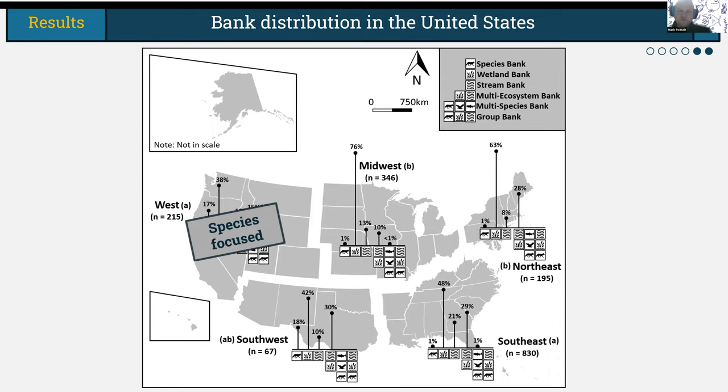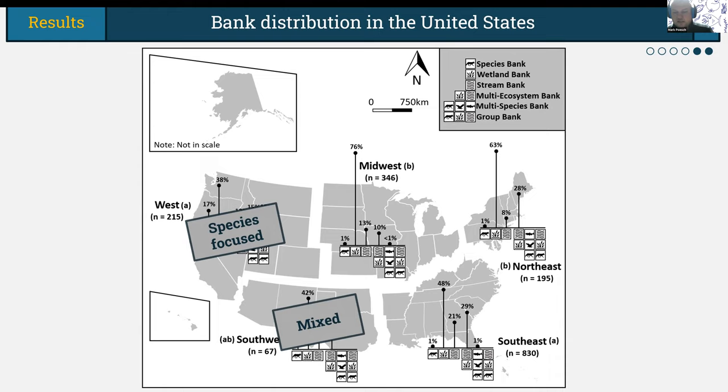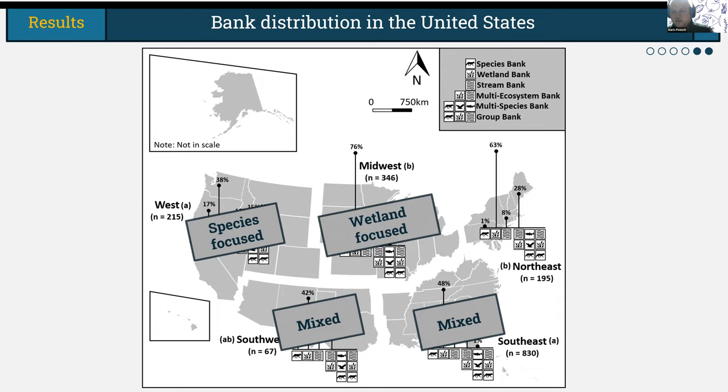If we were to broad brush this, in the West, we tend to see more species-focused banks. In the Southwest, there's a bit more of a mixture. In the Southeast, there's also a mixture. In the Midwest and the Northeast, you tend to have more wetland banks. And these relate largely, in our view, to the history of how banking occurred. We touch on that in the paper.